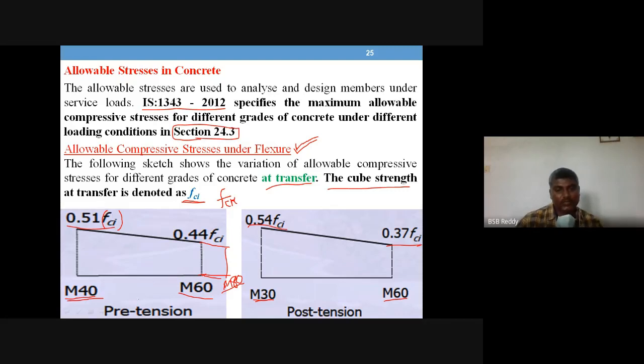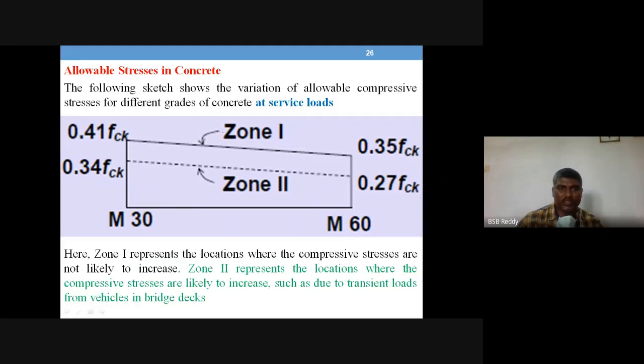Got it? So for a pre-tension member, these are the allowable compressive stresses in bending. Remember, we will use FCI instead of FCK for allowable stresses at transfer. Next, going to the allowable stresses in concrete at service loads, meaning when the member is loaded with service loads like live load and dead load.